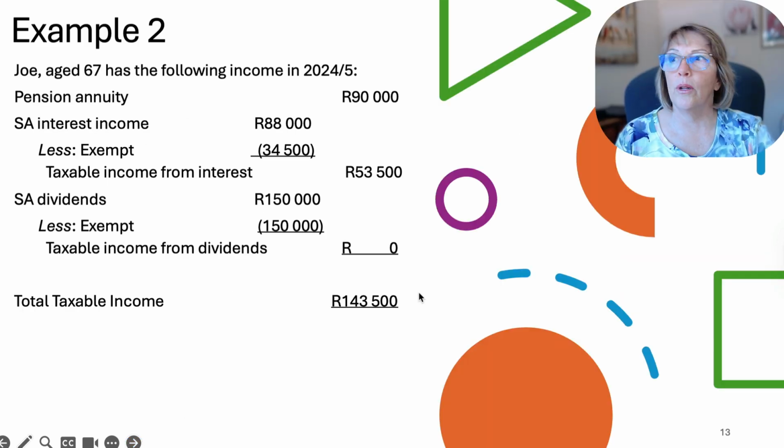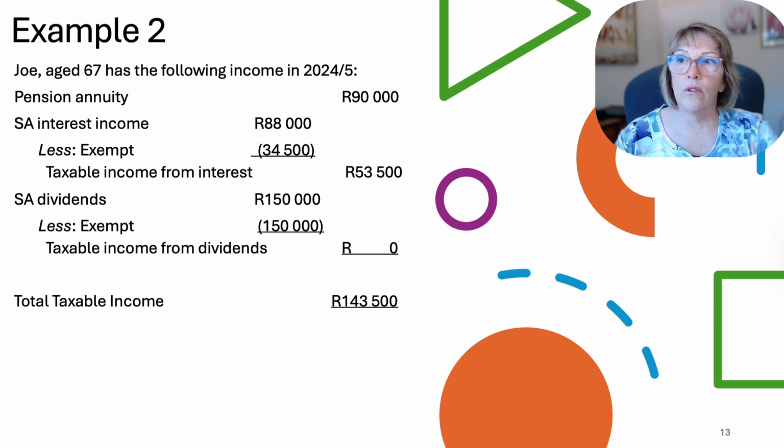Let's have a look at this example. Joe, age 67, he's got a pension annuity. He's got South African interest and dividends as well. More interest, more dividends, because he's built up a nice little portfolio there to assist with funding his retirement. And so let's look at his interest income. He's over the age of 65, so he gets an exemption of 34,500. So his taxable interest is 53,500. Again, South African dividends, local dividends, they're all exempt, so no taxable income there. Right, so his total taxable income is 143,500.